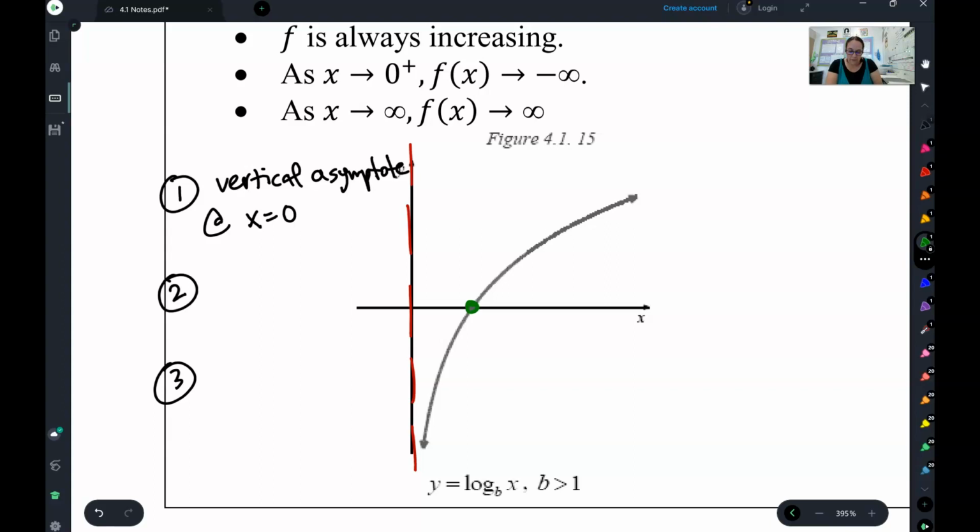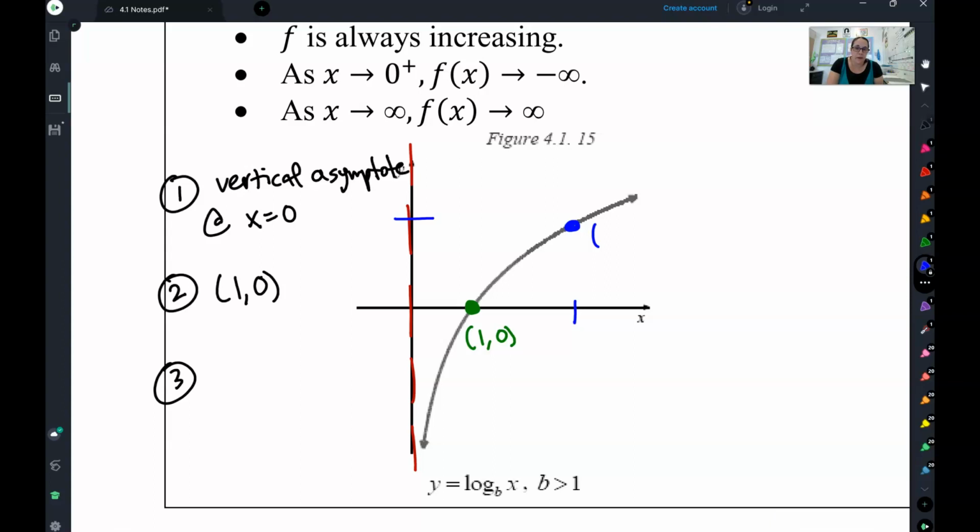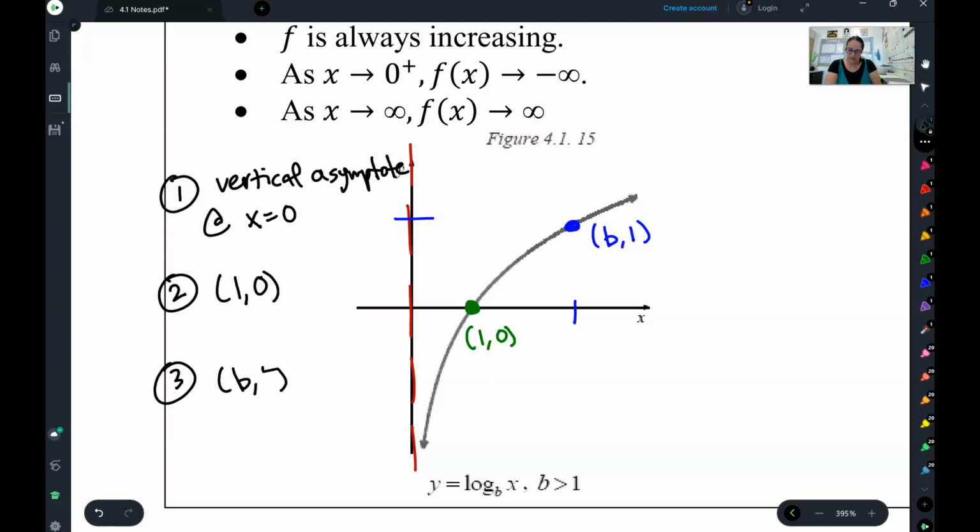Now look at our first point. Remember, the first point for exponentials was (0, 1). If you flip that, this point is going to be (1, 0). And the last point for exponentials was (1, the base). So for this one, it's going to be (the base, 1). Those are all the basic features of the logarithm graph that you need to have memorized.